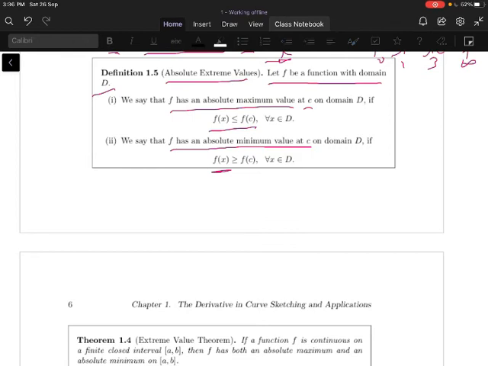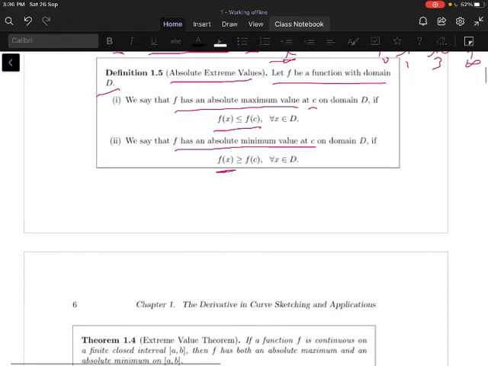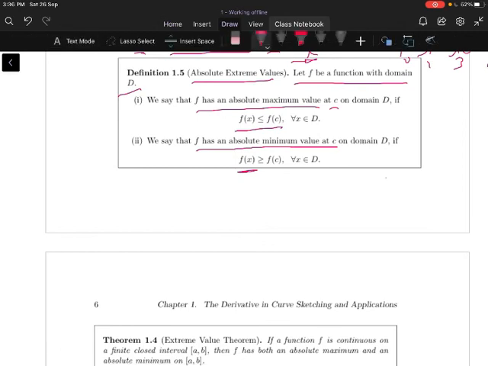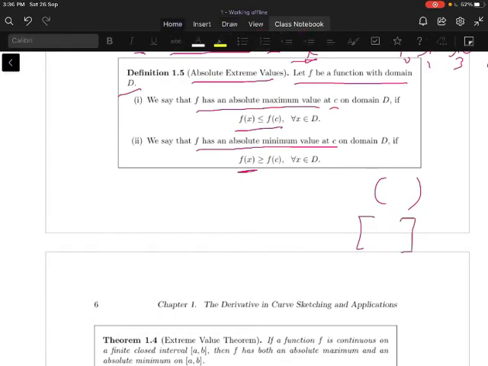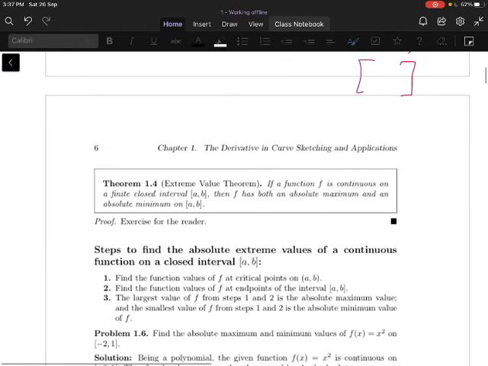You know what the difference is between local extrema and absolute extrema? For local extrema, you are finding them for the open interval. You are finding the absolute extreme values for the closed interval. So that is the difference here. We will check the maximum and minimum value for the closed interval, including the endpoints of the interval.